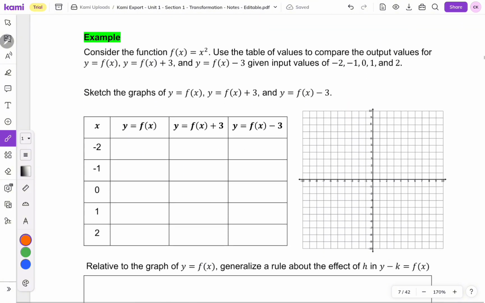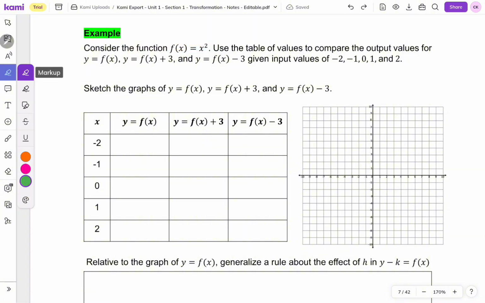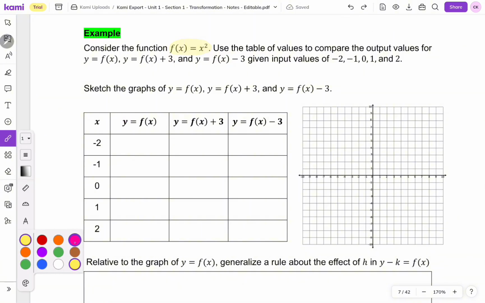Okay, so now instead of putting that transformation inside my function, I'm going to put it outside my function. So we're still dealing with the same parent function, which is x squared. But now instead of changing my input, I'm going to be changing my output. So this is the same thing as saying y equals x squared. -2 squared is 4, 1, 0, 1, 4.